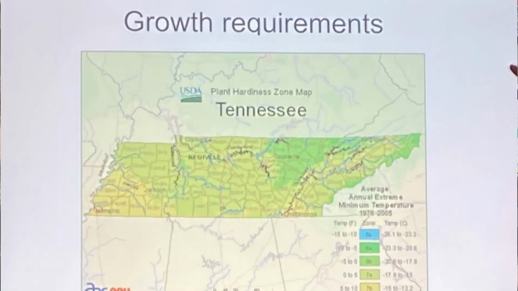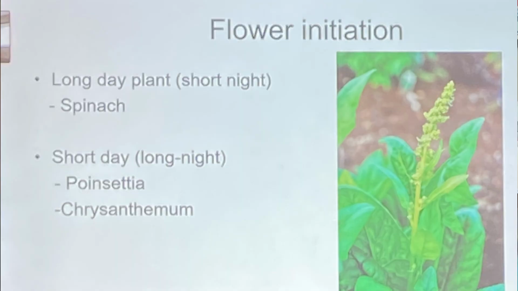Here is the growth requirement in Tennessee. You can look up a USDA zone that will tell you how cold hardy you are. Flower initiation: a long day plant, short night, is spinach. Short day, long night is poinsettias and chrysanthemums. That's why chrysanthemum is a good fall plant.